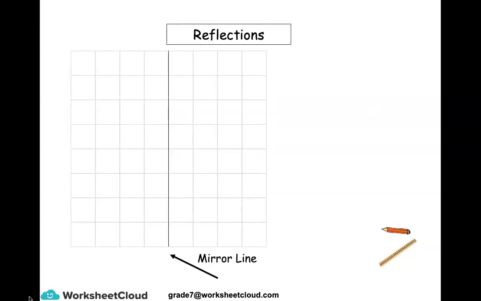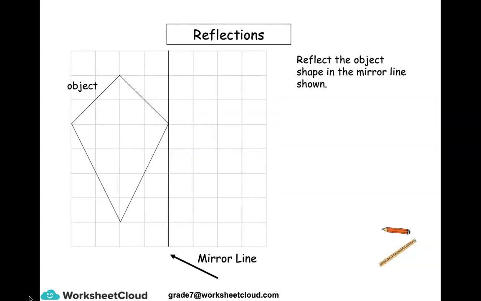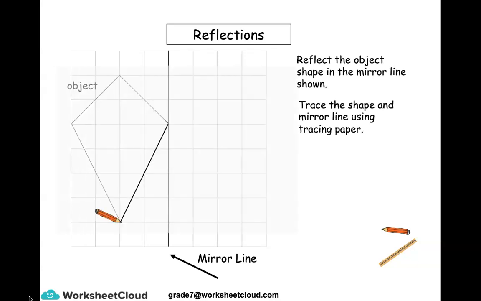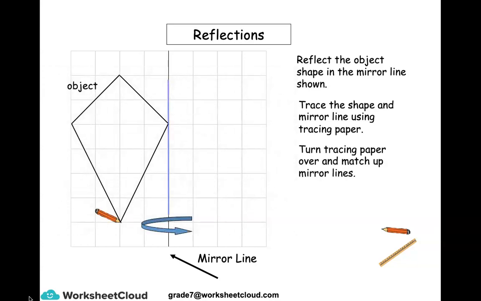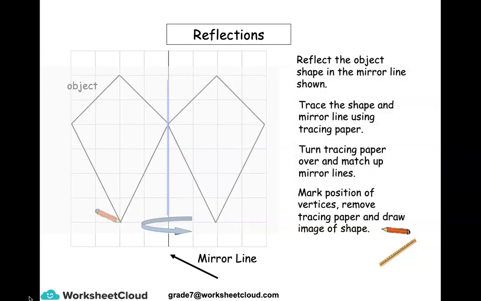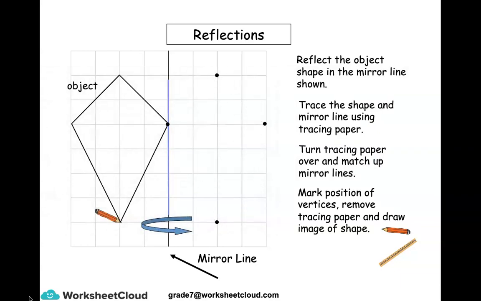Here's another example. There's your mirror line, and they've given us a kite as an object. We trace over the kite and draw over the mirror line. We fold the object over the mirror line, and the tracing paper ends up on the other side. We mark off the vertices. Remember, vertices mean corners. We join those up, and our image is given to us. Notice that the image touches the mirror line, as does the object.